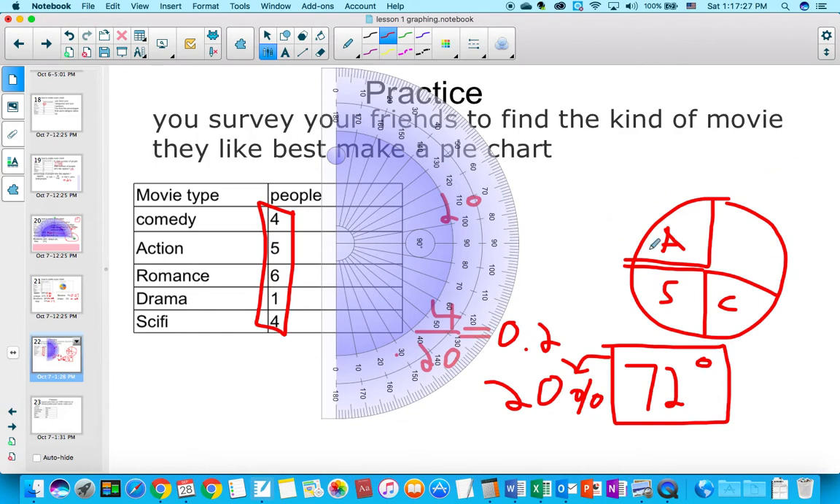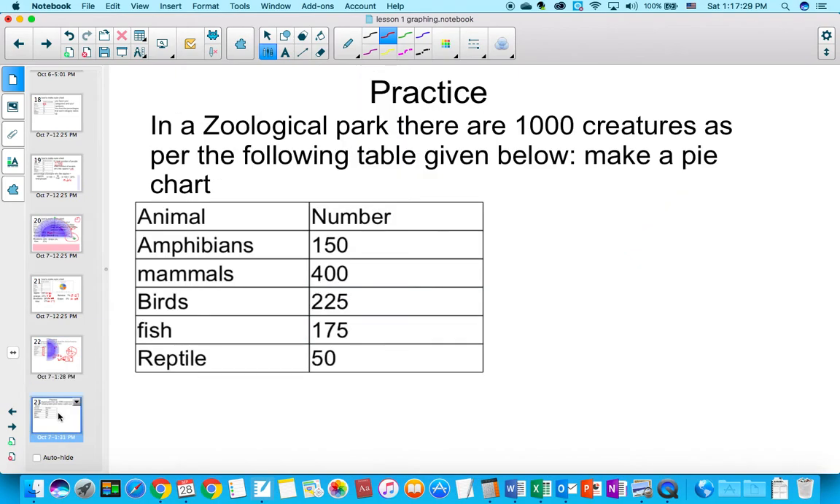Try to do this on your own, and then try and do this on your own with larger numbers. Hopefully this explains pie charts better, and I will see you in the next lesson.